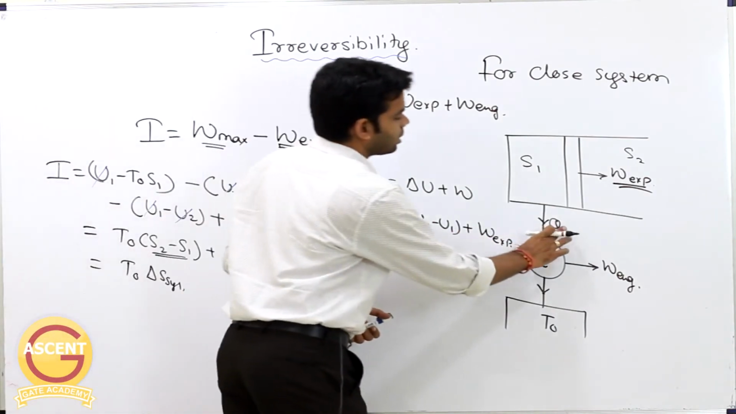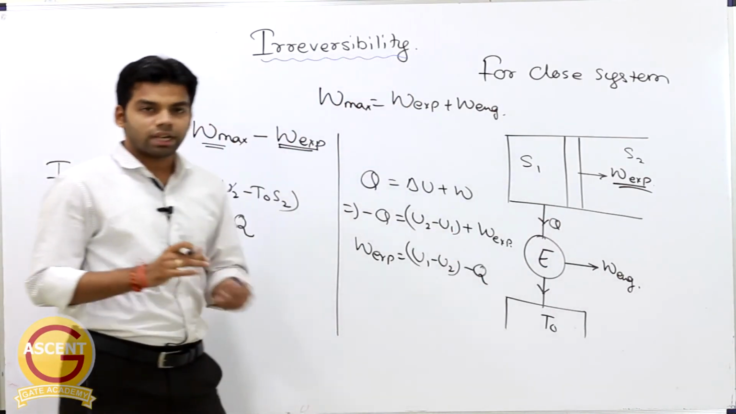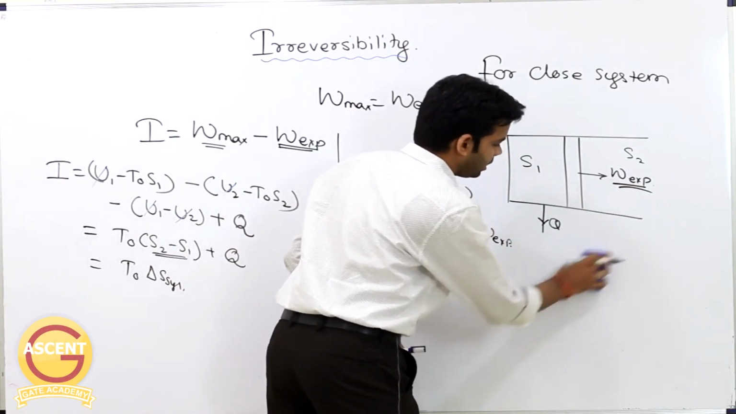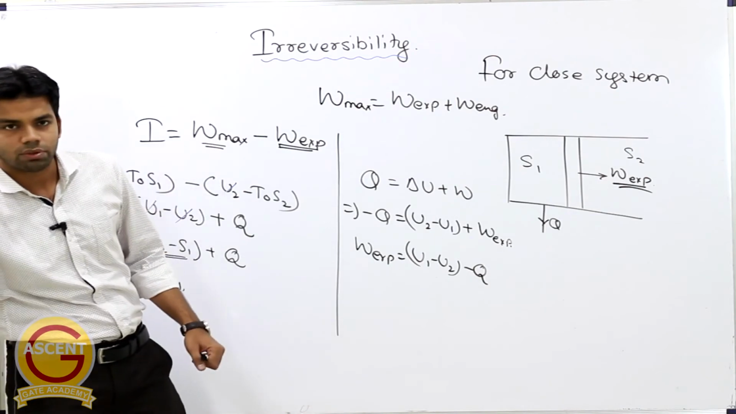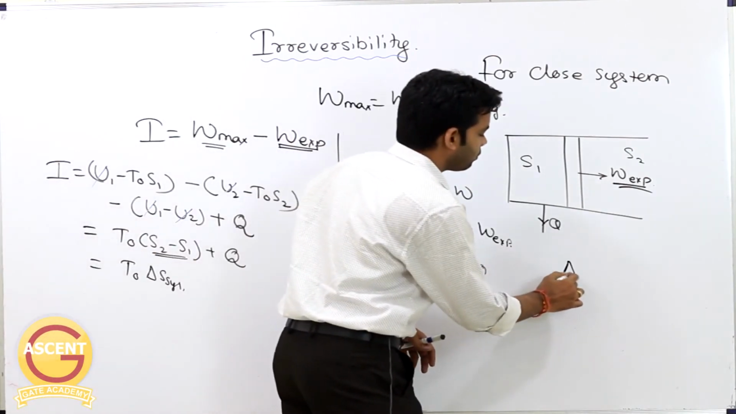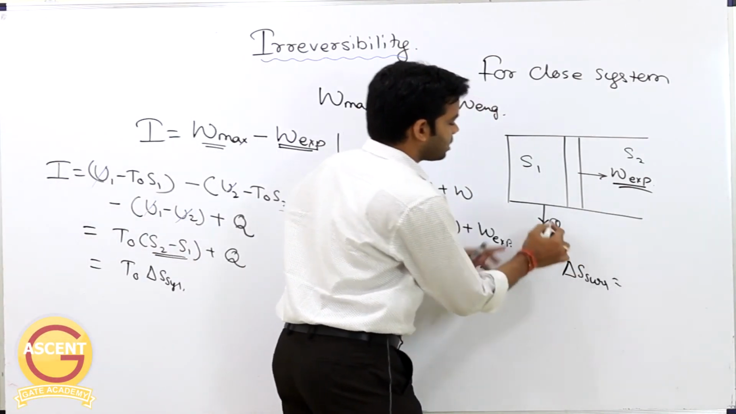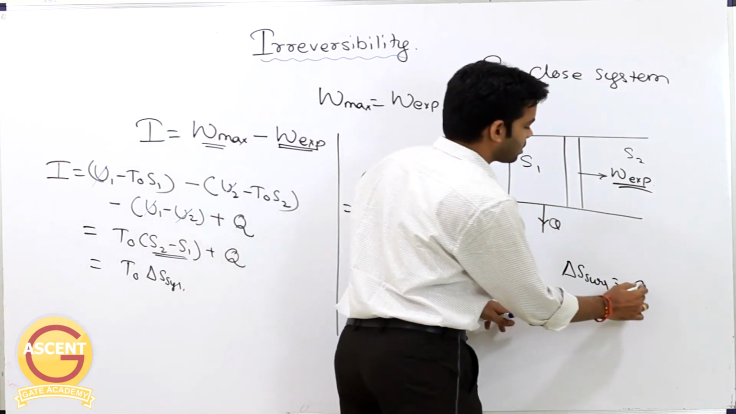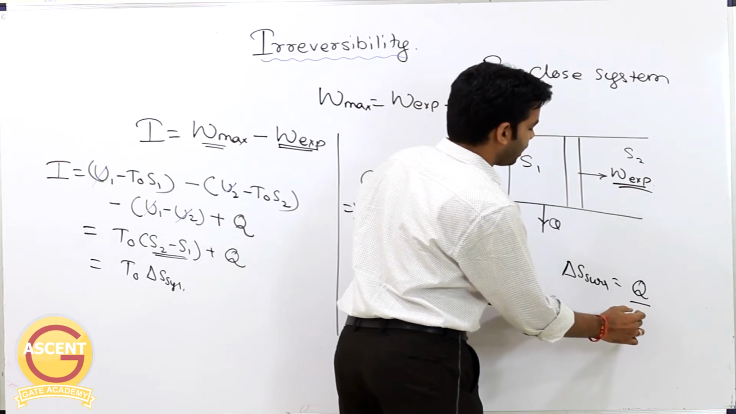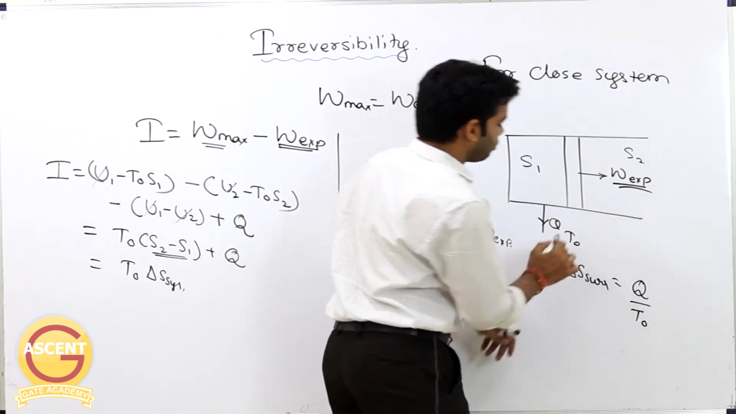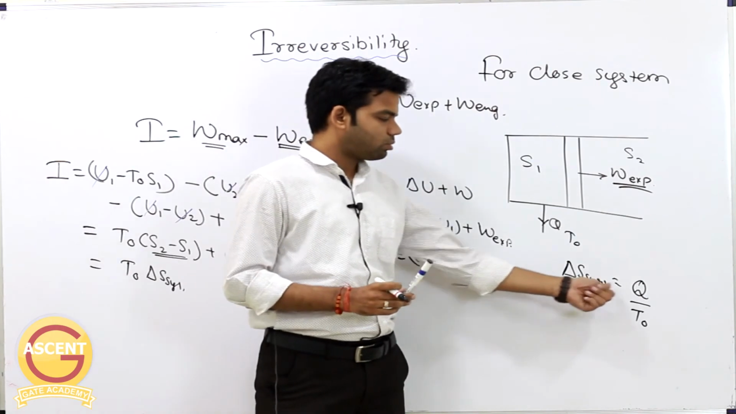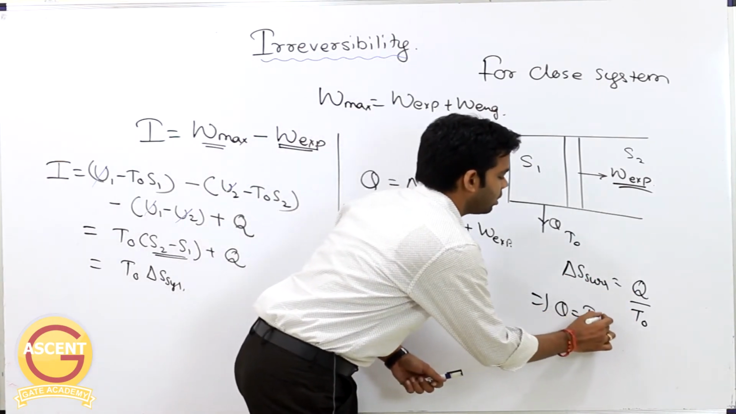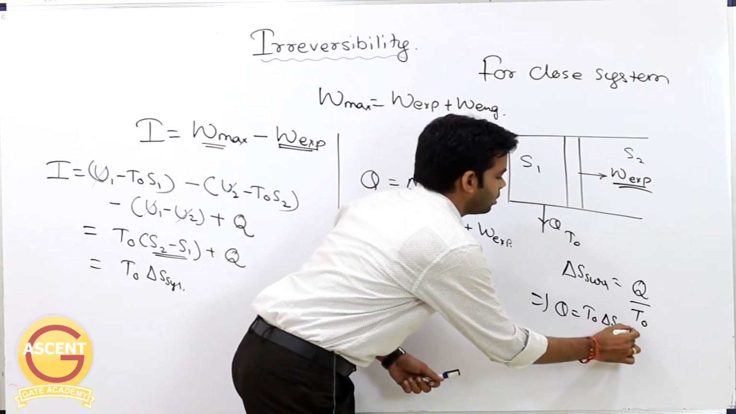This Q is nothing but the heat released to the atmosphere. Here we are not running this engine. Simply the heat Q is released to the atmosphere. Now, what will be the change in entropy of the surrounding? Because this Q amount of heat is getting released to the atmosphere, the change in entropy of the surrounding is nothing but Q by T naught. The temperature of the surrounding is T naught. So, you can say this Q is nothing but T naught into del S surrounding. Getting this or not?